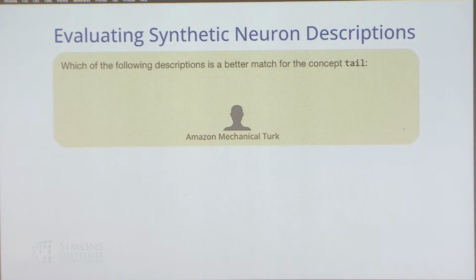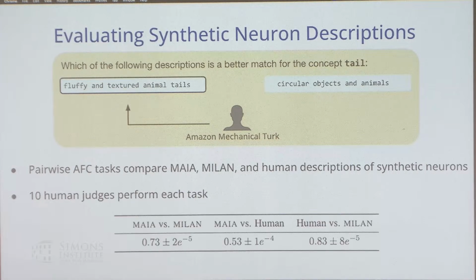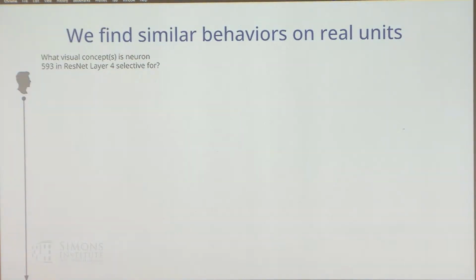Imagine we had a tail neuron, and we can evaluate two different interpretability procedures trying to describe what this neuron does, maybe Maya and then our previous method, Milan, and they produce labels like fluffy and textured animal tails. Or another method might say circular objects and animals, and we can ask human judges which of these labels better matches the ground truth label of the neuron. Humans perform this task. We can compare many different interpretability methods using this same task, and we find that Maya even outperforms human descriptions of the same neurons, which is pretty cool, suggesting that these kinds of automated interpretability systems match human performance on some of these tasks now. We find similar behaviors on real units. This isn't unique to synthetic neurons.